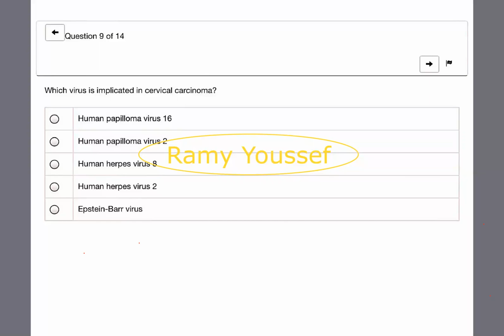Epstein-Barr virus. Other cancers caused by Epstein-Barr virus? Burkitt lymphoma, Hodgkin lymphoma, and I don't remember. Post-transplant lymphoproliferative disorder. Okay, I think it's easy now about these viruses.